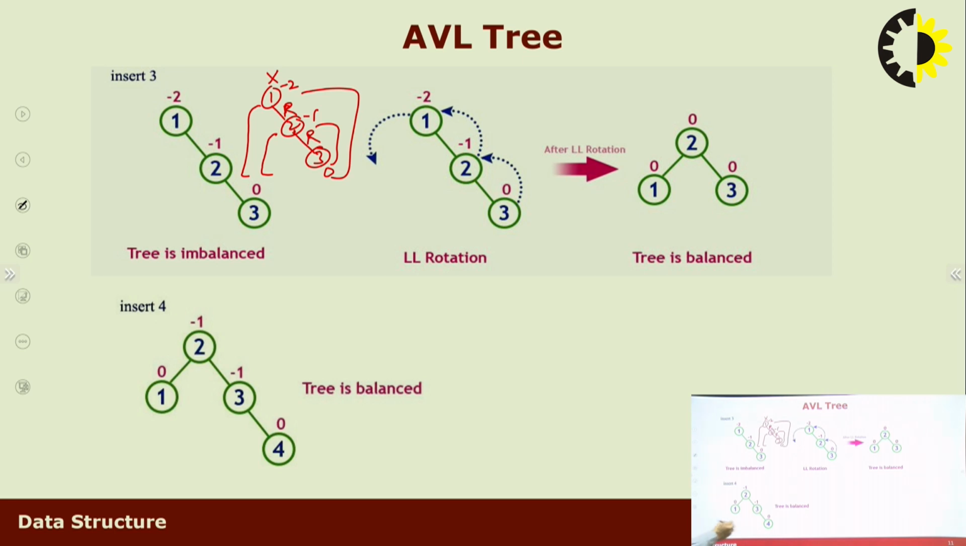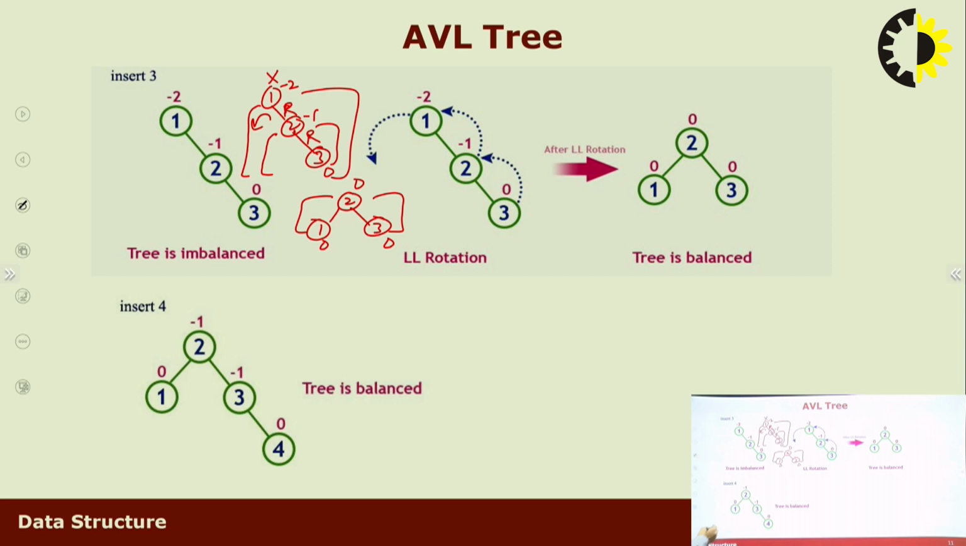If we are getting a right-right case, as we have discussed in the rotation, then in that case a left rotation will be applied. If we are rotating to the left side, then the tree will be like this. 2 will become the root, 1 will become the left child and 3 will become the right child. Now after rotation, we will check the balancing factor. The balancing factor for node 1 is 0, node 3 is 0, and for node 2, height of left subtree is 1, height of right subtree is 1, 1 minus 1 is 0. That means the tree is balanced.